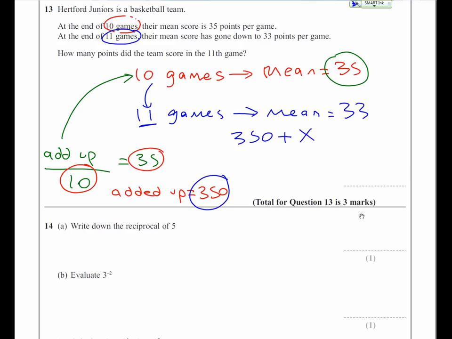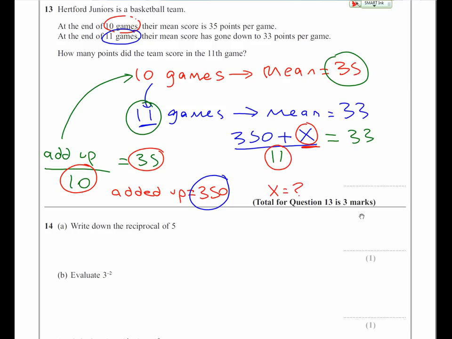We added on another number, and then we divided by 11. Why did we divide by 11? Because there are 11 games. And we got the answer of 33. And our job is to find this missing value. You could do this without x, you could do it by undoing the operations, but I think an equation is quite nice here. So we're trying to solve, we want x on its own.